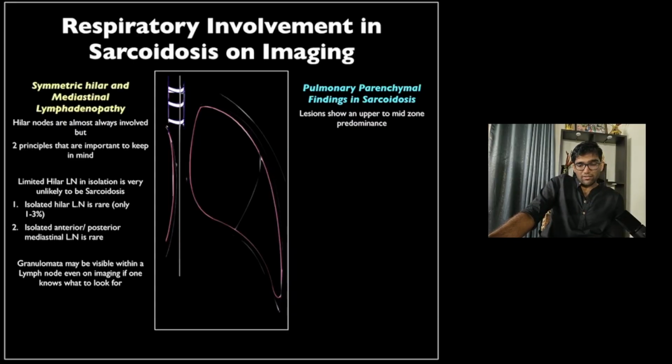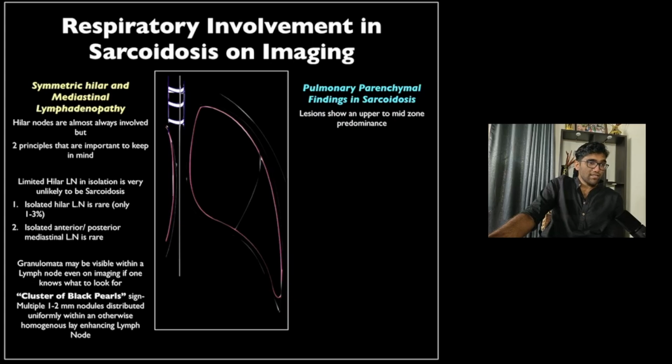The other thing is that sometimes when we're very lucky, granulomata may be visible within a lymph node, even on imaging. The name of the sign used to describe this finding is the cluster of black pearl sign, in which you find 1 to 2 millimeter nodules distributed uniformly within an otherwise homogeneously enhancing lymph node.